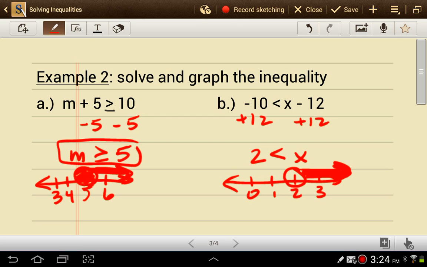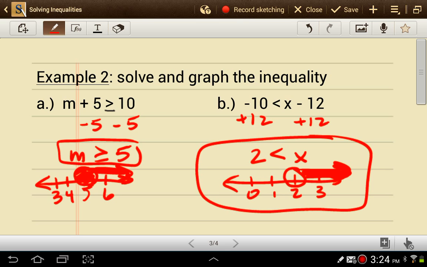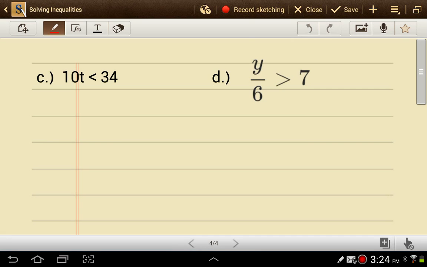Okay, let's move on. This is our last slide, so if you need to pause it, go ahead. These are my 2 answers here, and here's my last slide. Let's do some multiplying and dividing now. So in 10t is less than 34, for this one I'm going to divide by 10. That's going to give me t is less than 3.4.